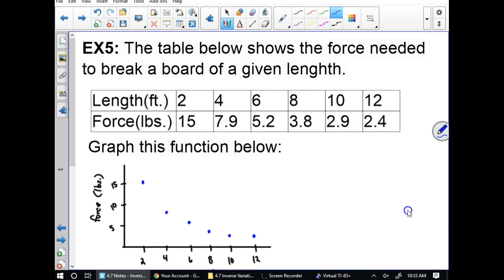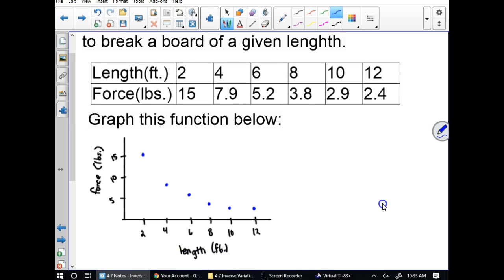So if you're a karate man and you're wanting to break a board in half, then this could be helpful to you, because these are probably all the same thickness of boards here, but the longer the board is, the easier it's going to be to break it in half.